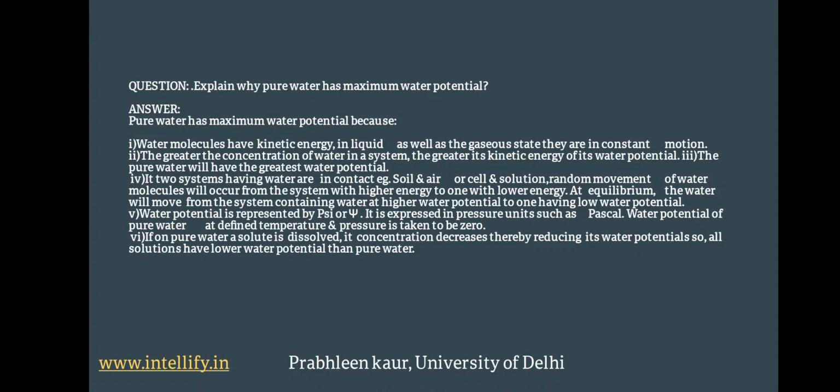If two systems having water are in contact, for example soil and air or cell and solution, random movement of water molecules will occur from the system with higher energy to one with lower energy. At equilibrium, the water will move from the system containing water at higher water potential to one having lower water potential. Water potential is represented by psi. It is expressed in pressure units such as Pascal.